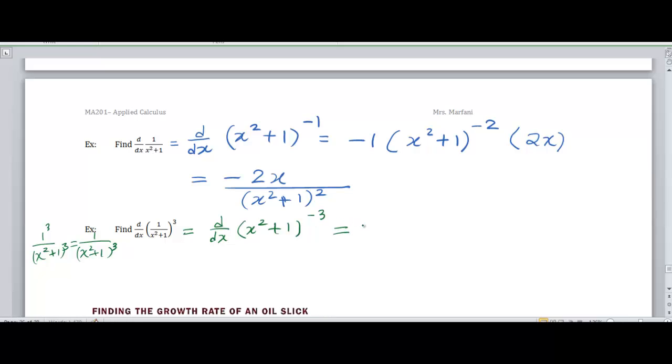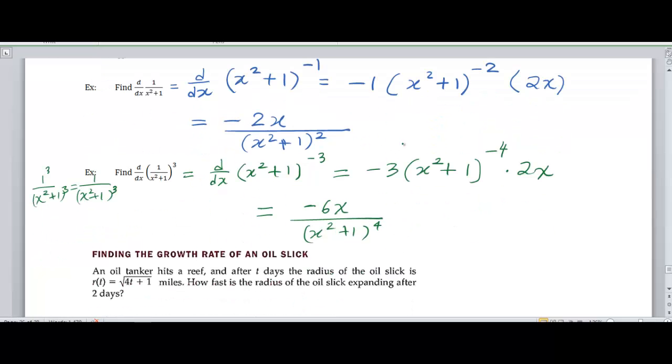So we're going to bring the negative 3 on the outside. X squared plus 1 raised to the negative 4. Negative 3 minus 1 is negative 4. Times the derivative of the inside, which is 2x. Then you multiply negative 3 by 2x, you get negative 6x over x squared plus 1 raised to the 4th power. Okay.